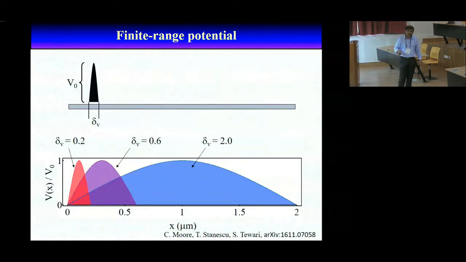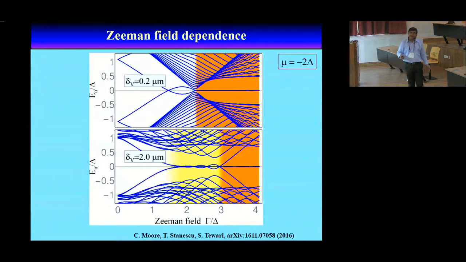These are 3 different potential profiles. One is somewhat local, one is more spread out, and the last one has a width almost the length of the wire, which is 2 micrometers here. And you can plot the spectrum as a function of Zeeman field. When delta V is 0.2, you have this fine-tuned 0 energy state at this value of Zeeman field.